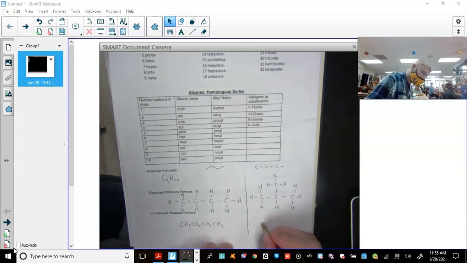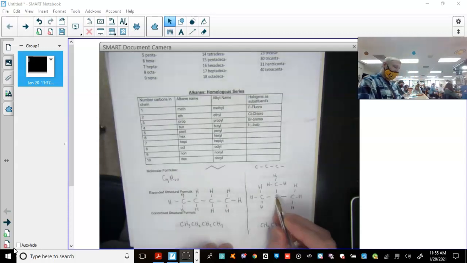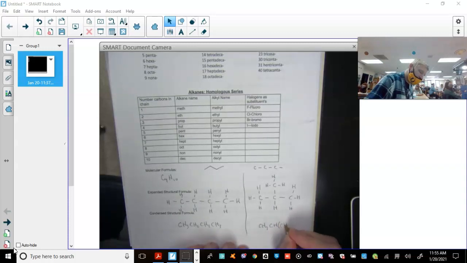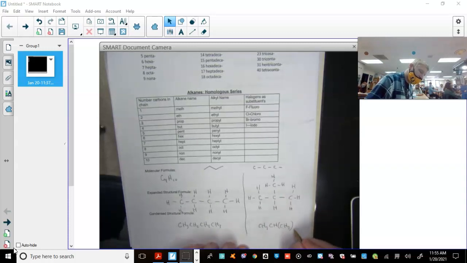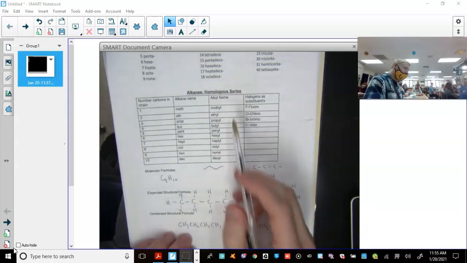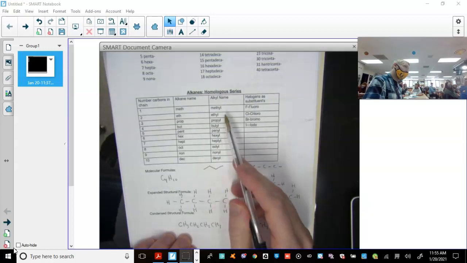Then to do the condensed, I'm going to do CH3, CH, and then if I have a branch coming out, I put it in parentheses. So I have CH3 coming out, and then CH3. So this parentheses is representing this methyl branch. I'm calling it methyl because it's a side chain from the main chain. So that's what these alkyl names are.